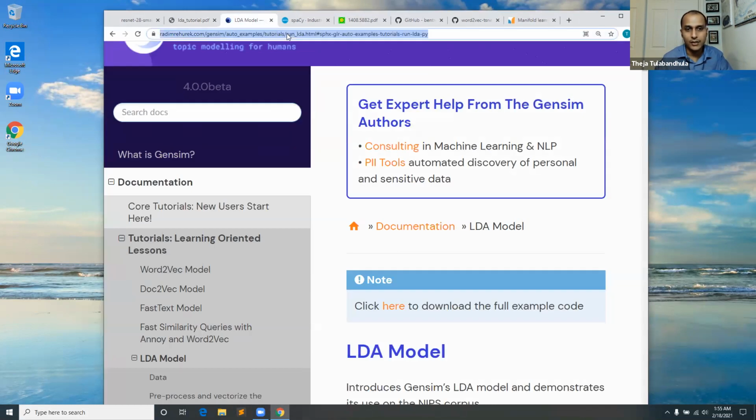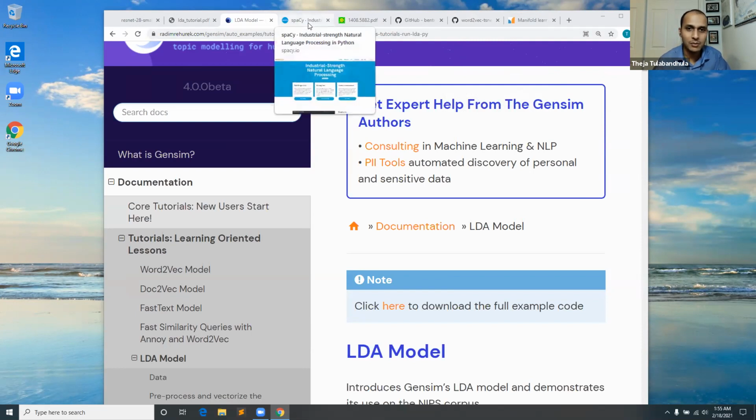You will see one notebook that I will be talking about maybe towards the end. But for LDA itself, this is an example of how to run LDA in Python. And the example about Word2Vec, I don't want to show it now.